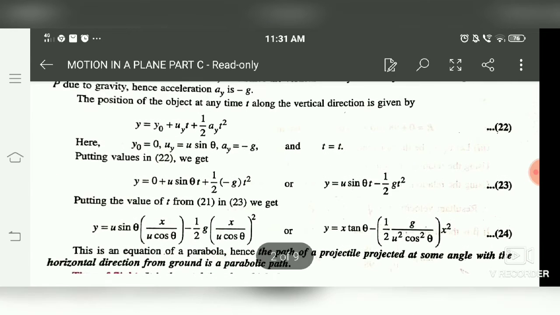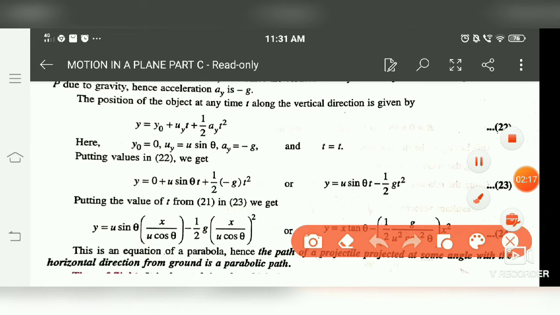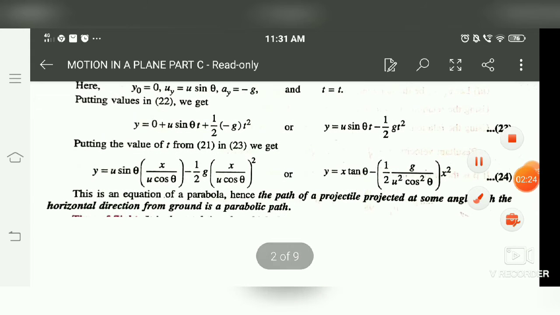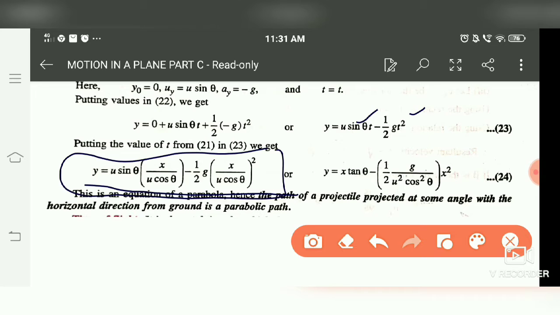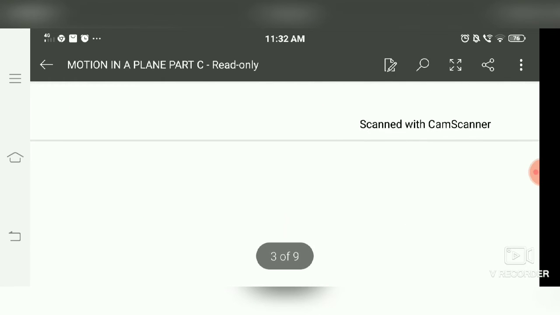So for the projectile we have y is equal to, by substituting the value for ay, we substitute minus g, and by substituting the value of t that we found in the previous equation, and by solving this, we get a quadratic equation again in x. So this is again a parabolic path.